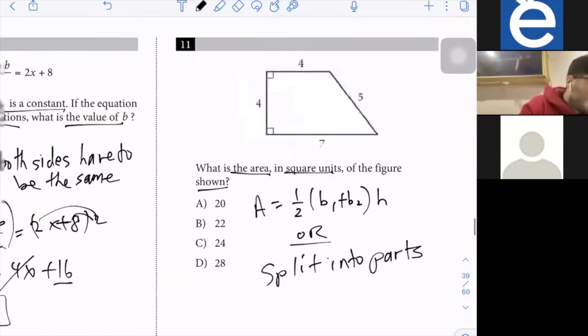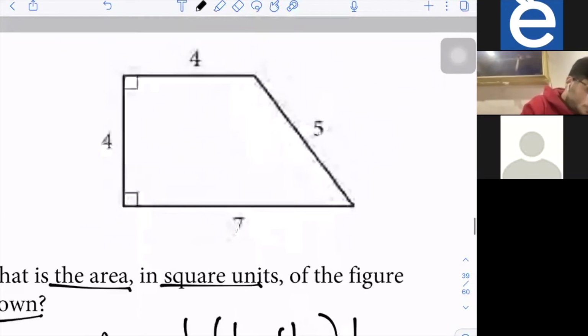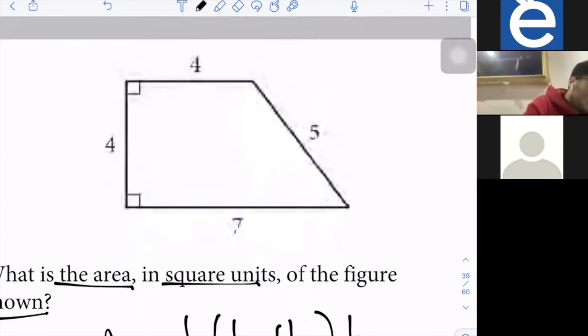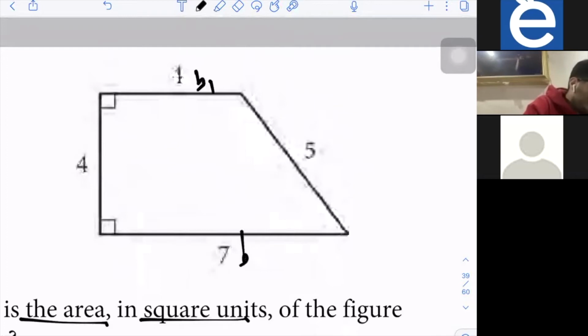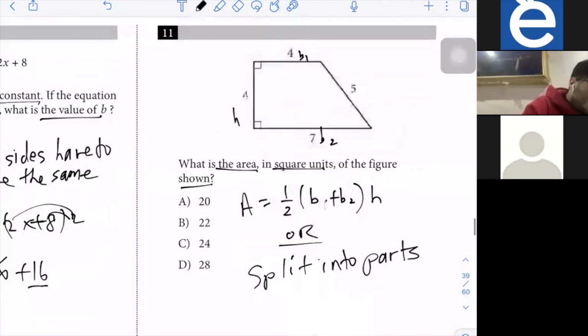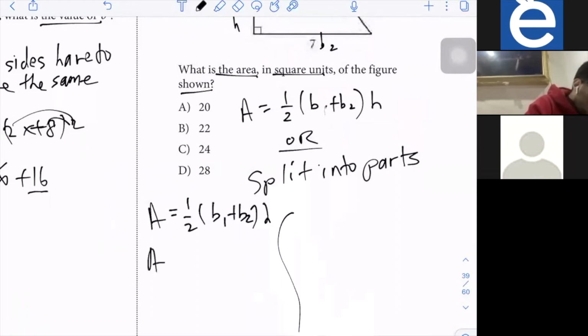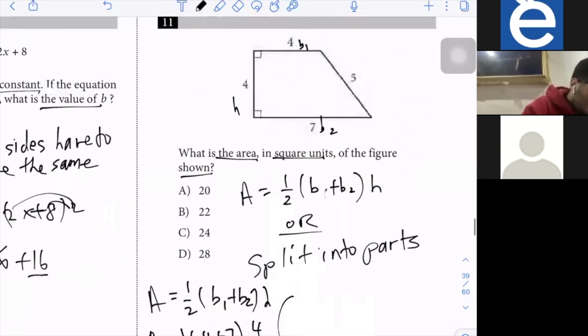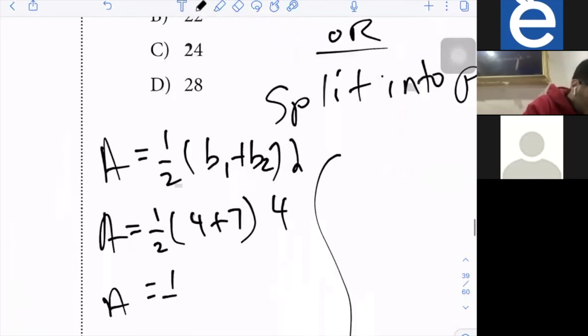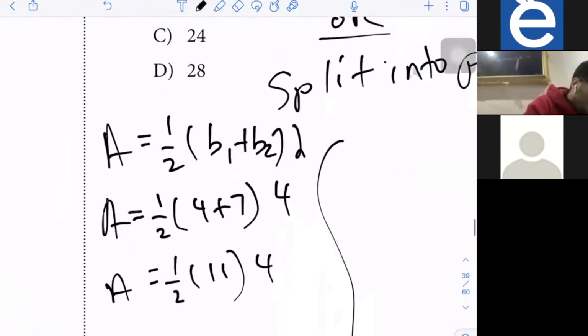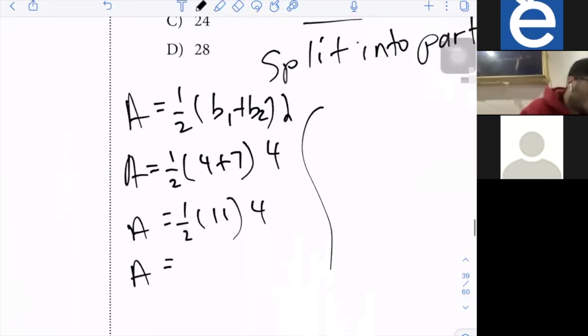So the first way, we can use the simple formula. It doesn't really matter which is base 1 or base 2. Let's say this is base 1, this is base 2, and this is the height. So with the first method, area is equal to 1/2 base 1 plus base 2 times height. Area is equal to 1/2 times (4 plus 7), and the height was 4. So it is 1/2 times 11 times 4. And 1/2 times 4 is 2, and then times 11 is 22.